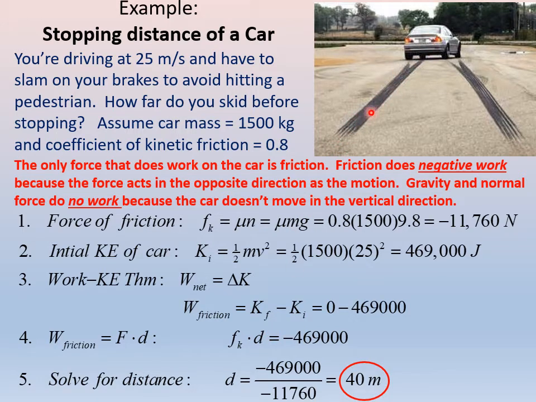That means, what was the distance that friction actually did work on the car. So this number up here, negative 469,000, that's the number of joules. And then we have to divide by the friction force, which remember we found in the first step. It's negative 11,760. And so these minus signs cancel, but if you do the math on your calculator, you'll come up with a distance of 40 meters.